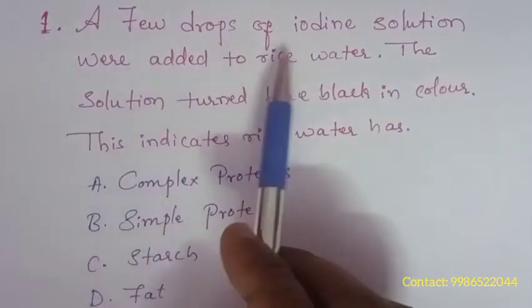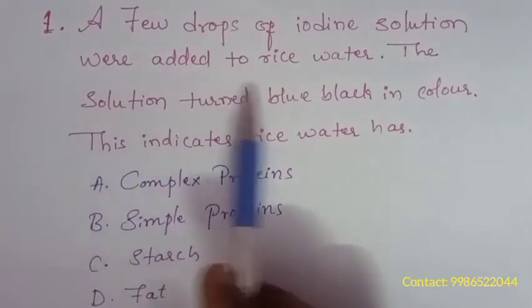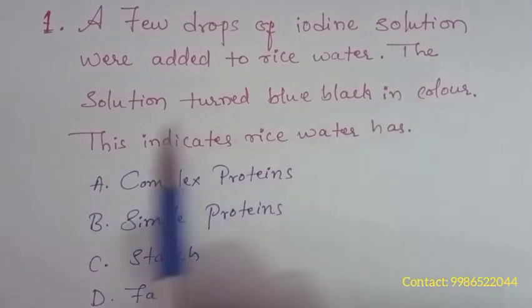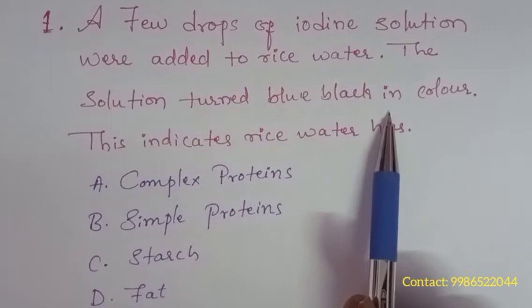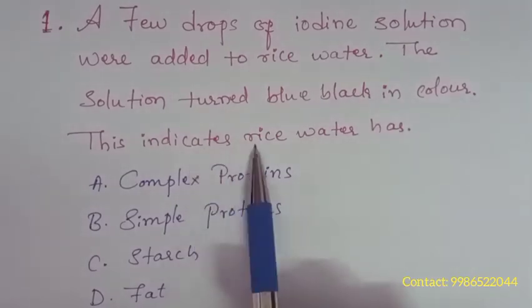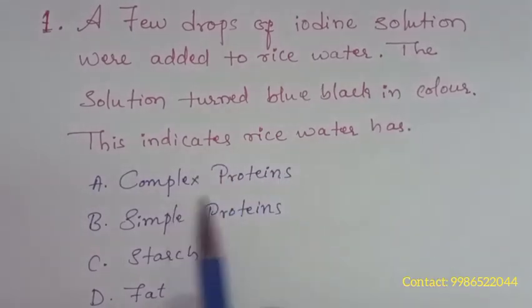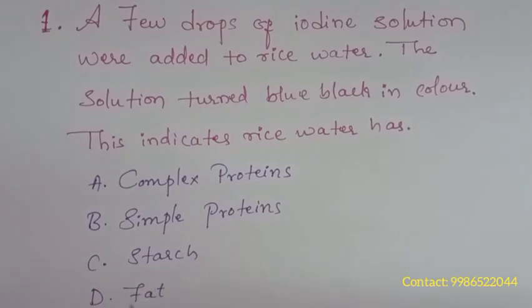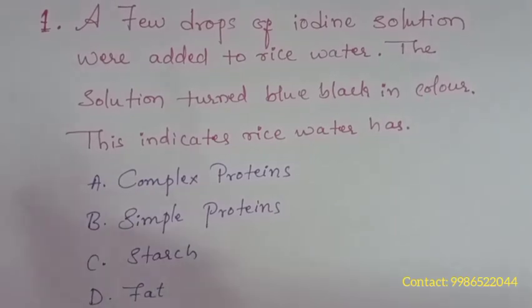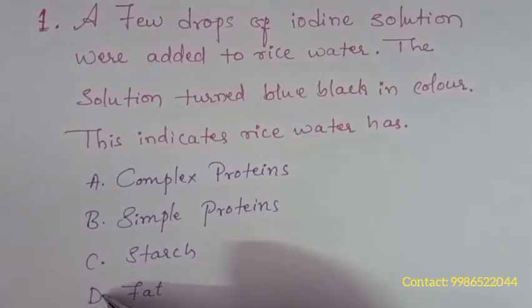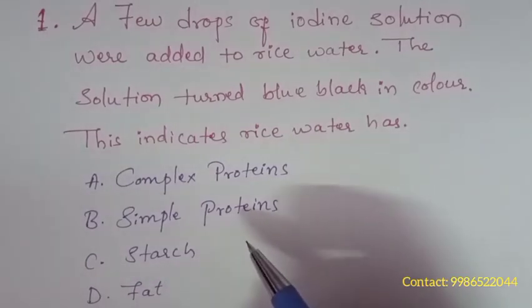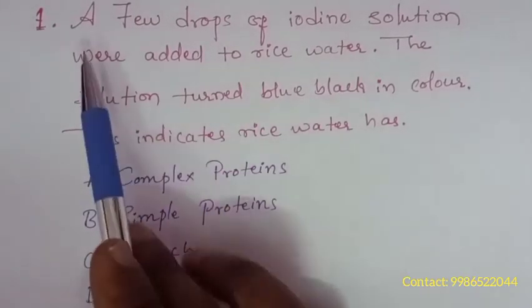A few drops of iodine solution were added to rice water. The solution turned blue-black in color. This indicates rice water has complex protein, simple proteins, starch or fat. These are the four options which are given. So if you want to find out the answer for this question, once again we will read the question.